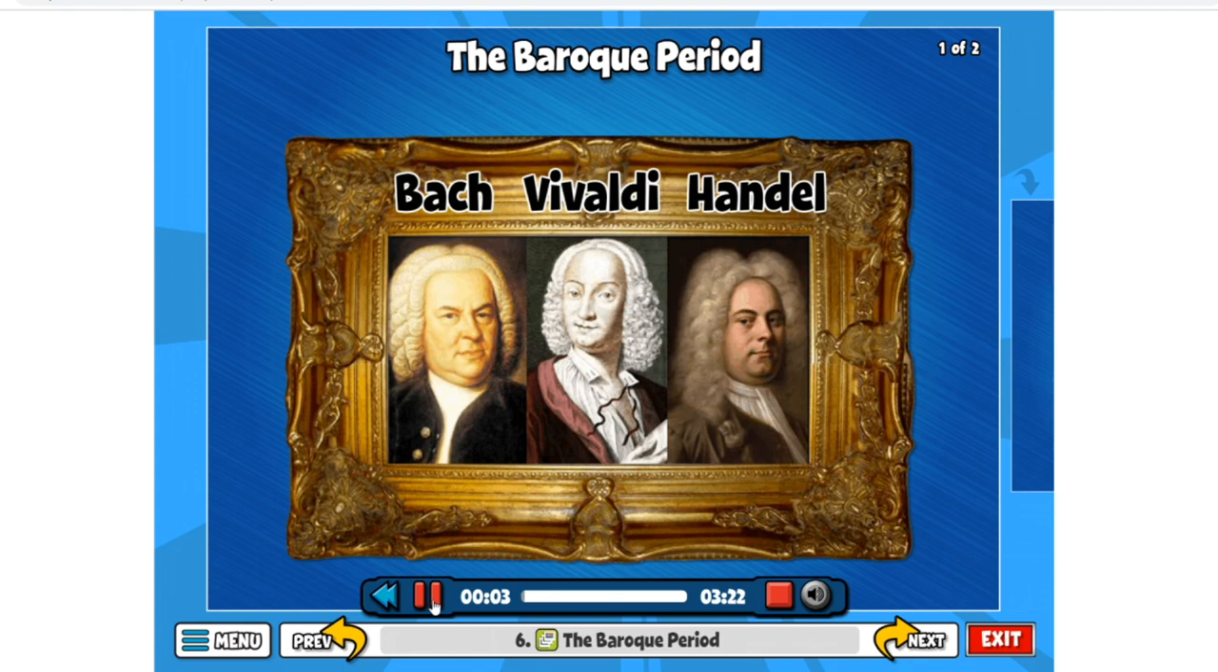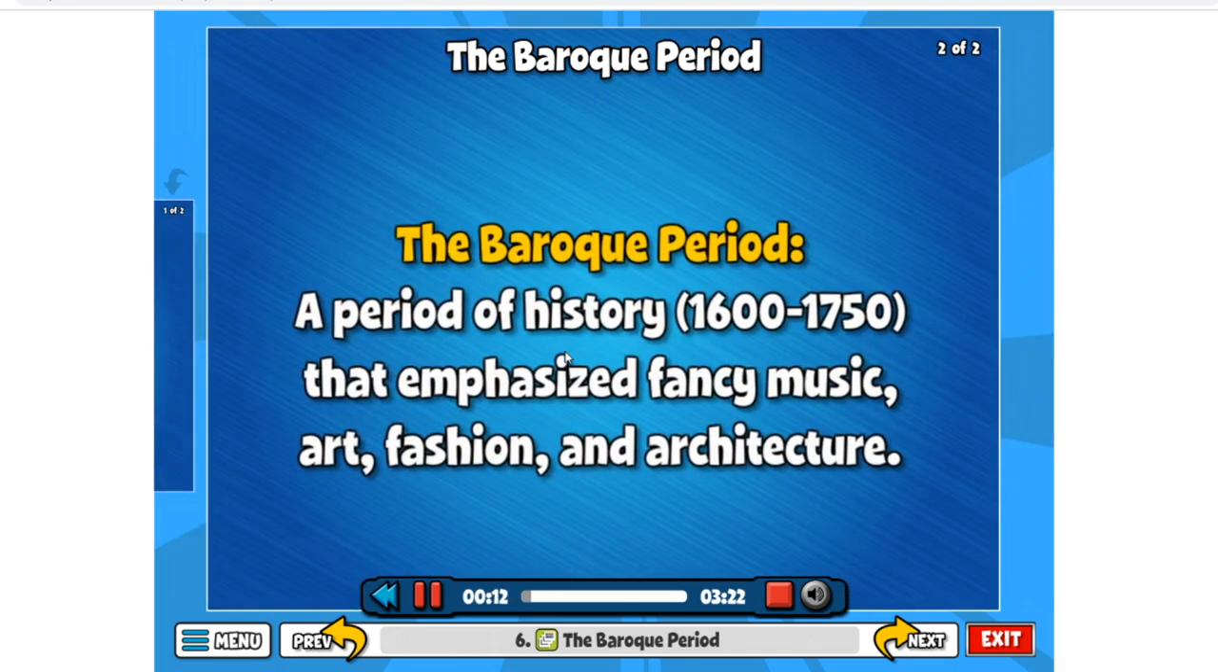The Baroque period. Bach, Vivaldi, and Handel were prominent musicians during the Baroque period. The Baroque period, a period of history, 1600 through 1750, that emphasized fancy music, art, fashion, and architecture.